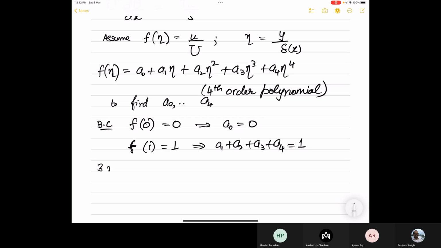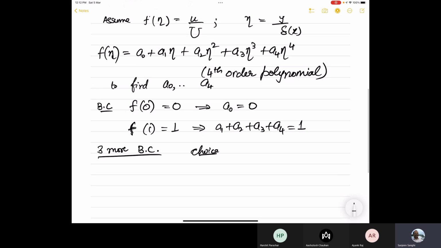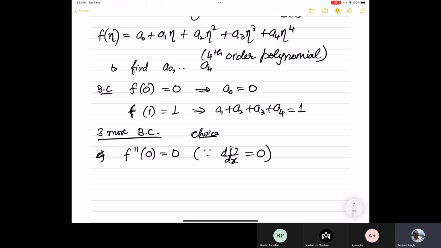Now we need three more boundary conditions and we have a choice here. So the first one we use is the one which makes this boundary layer important. That is where we use the information on capital U, and that is f double prime 0 is equal to 0. Because here, this we had discussed in the last class. If dU by dx was not 0, then f double prime would not have been 0.